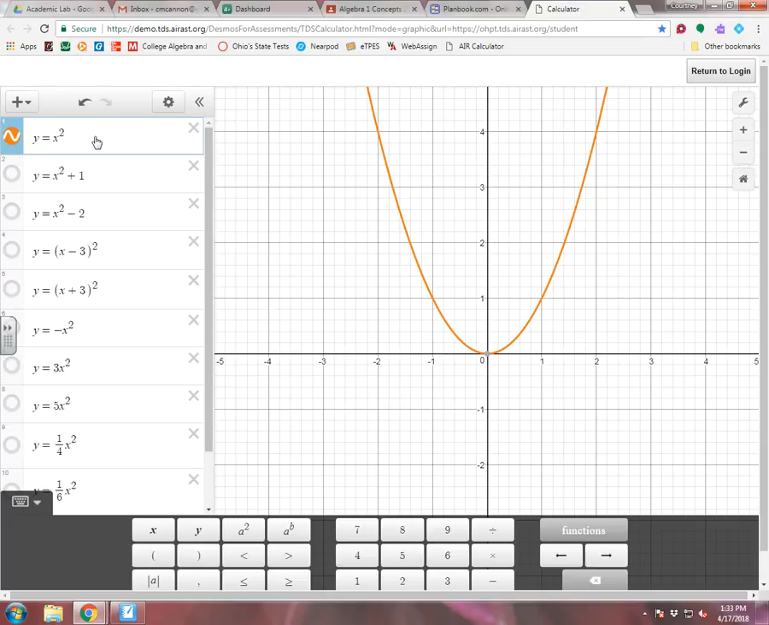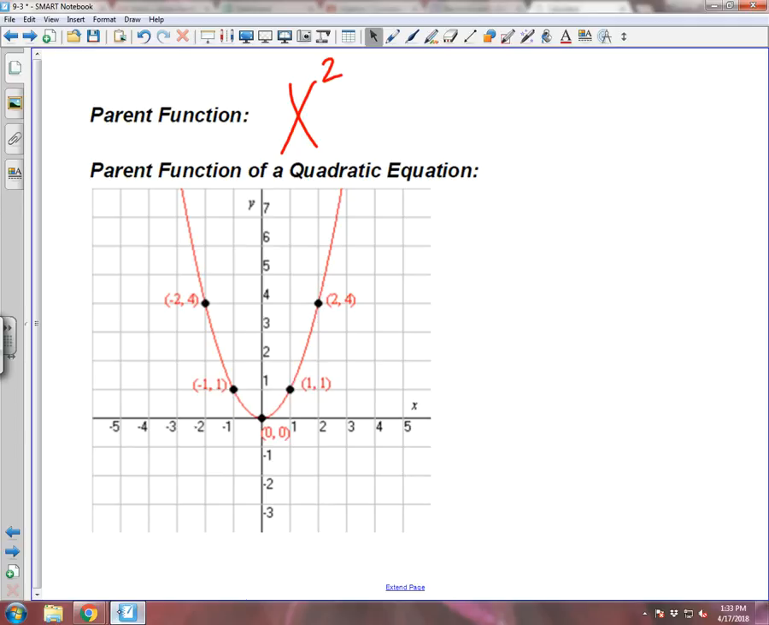Some things that I would like to talk about. This point right here is called what? The vertex. The vertex is where, folks? Okay, what is the point of the vertex here? 0, 0. So that's always where this graph is going to originate from. 0, 0 is the vertex.